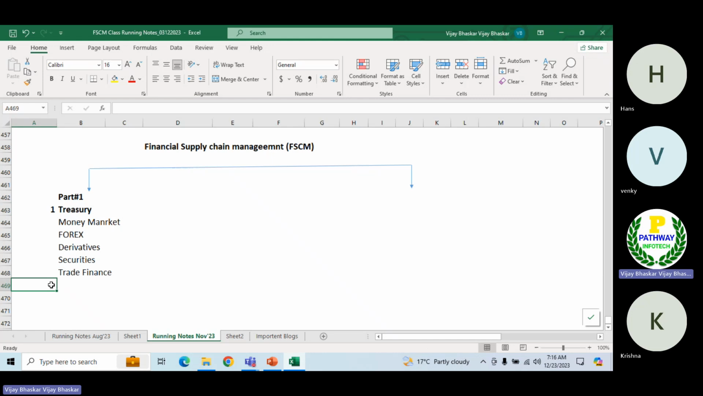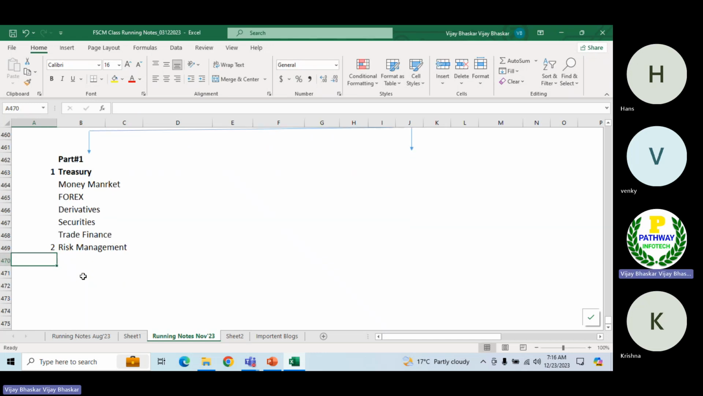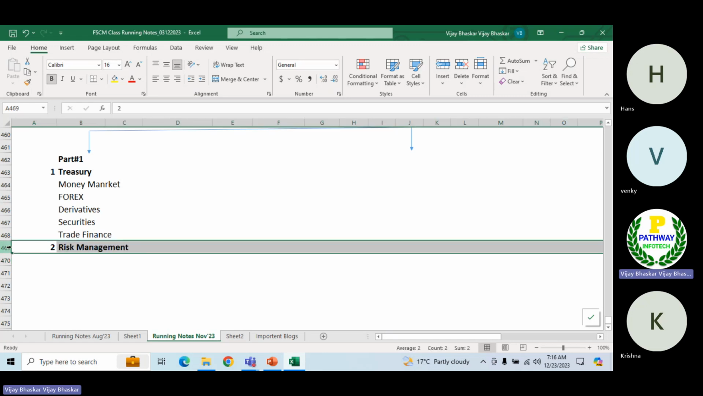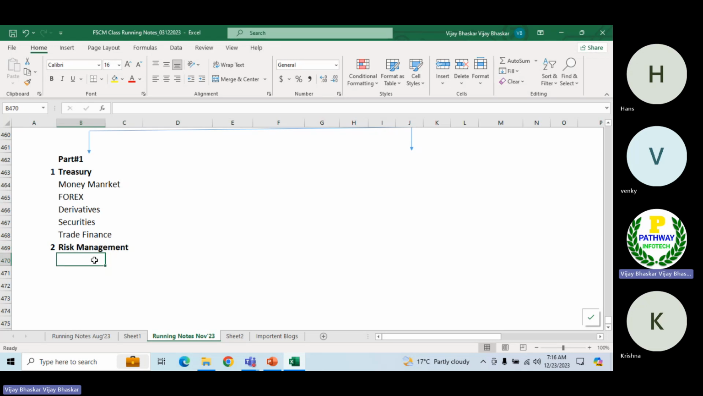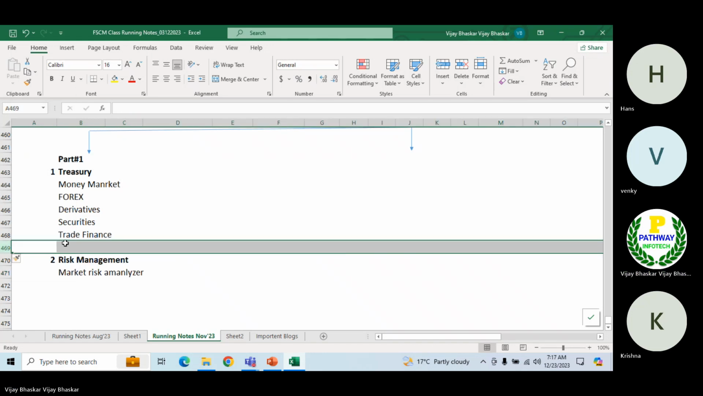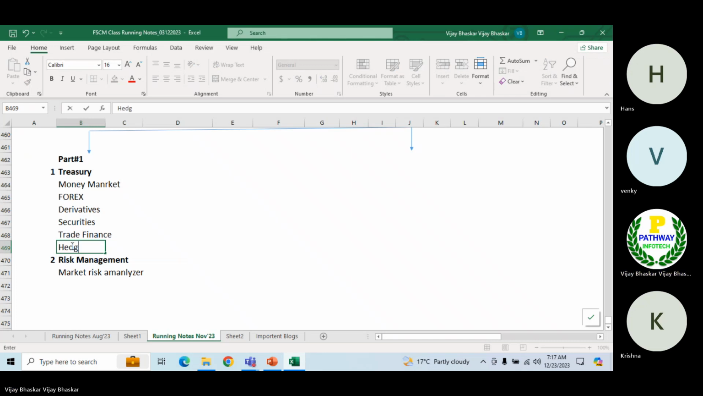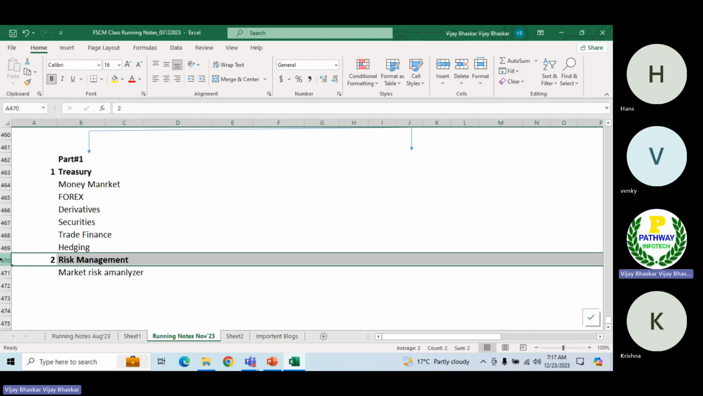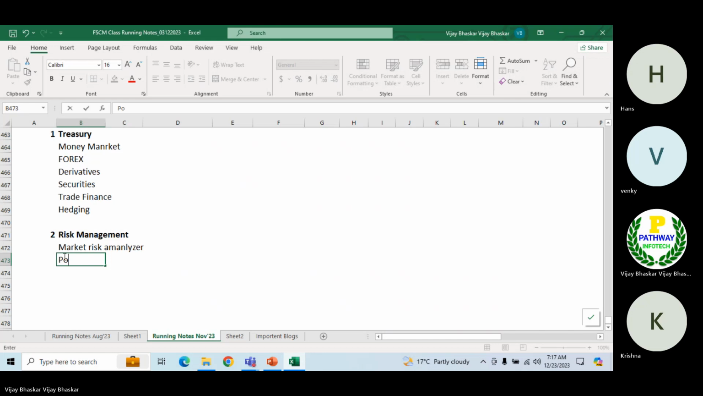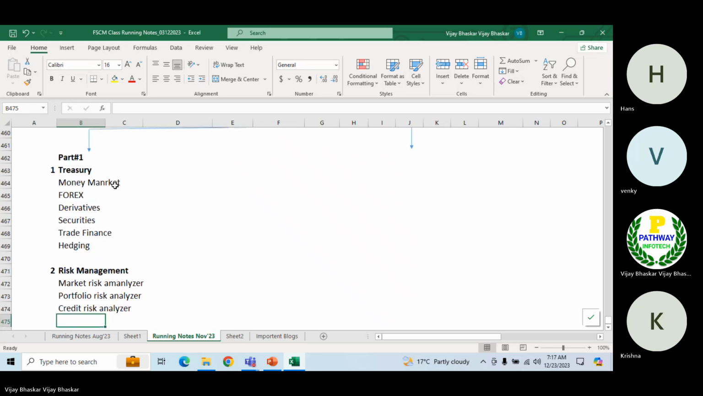Now, let us talk about risk management. The risk management is a separate component, a separate application, and Treasury is separate. Risk management is going to support hedging, then market risk analyzer, then portfolio risk analyzer, then credit risk analyzer.